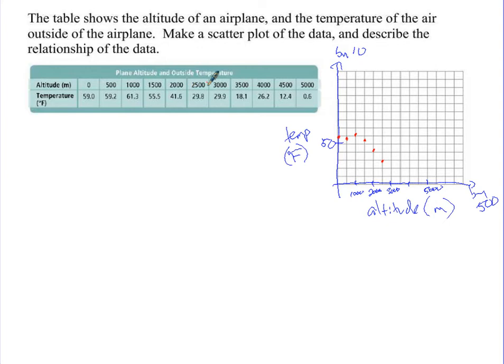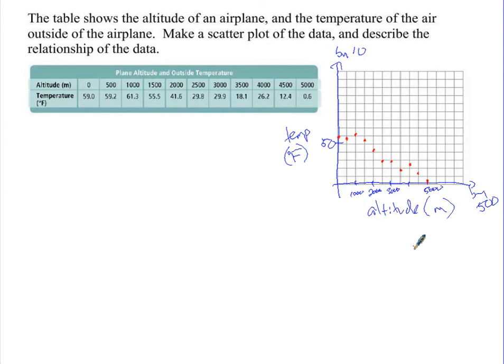And then 3,000. 3,500. 4,000. 4,500. And 5,000.